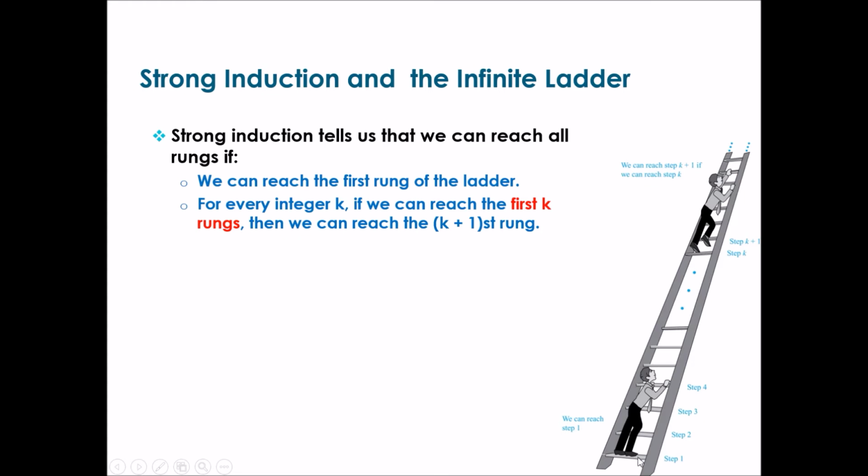In the weak induction, we just make sure that we are able to reach step 1, and then we assume that we can reach step k, and we use this assumption to prove that we can reach step k plus 1. But in this case, we make sure that we can reach every step before k plus 1, and we use all these results to prove that we can reach step k plus 1. So this is the generalized version of mathematical induction. This is called strong induction.